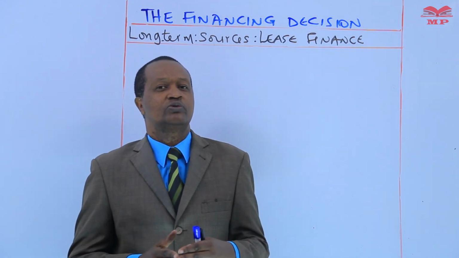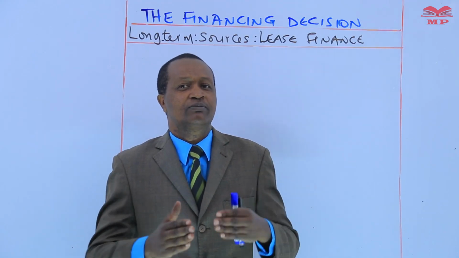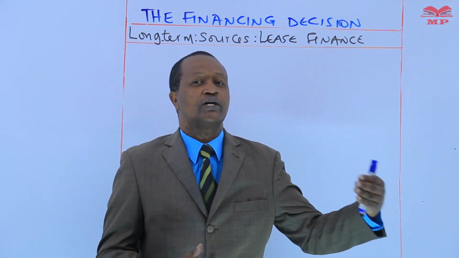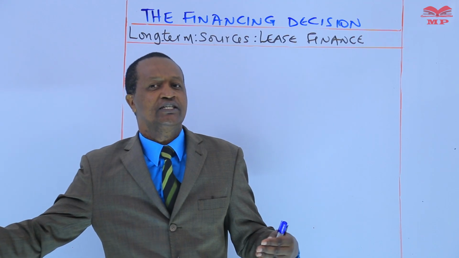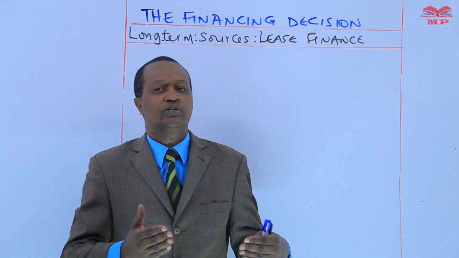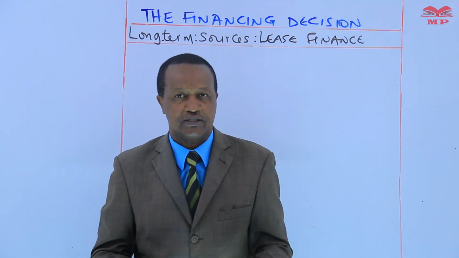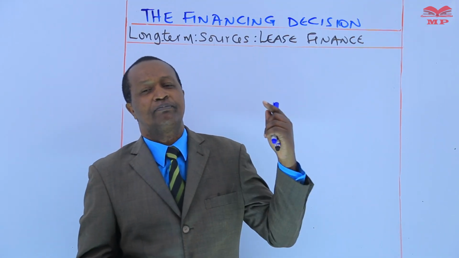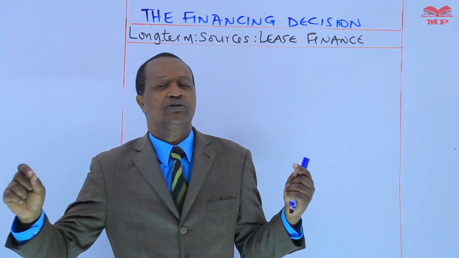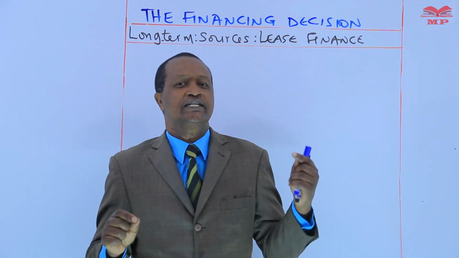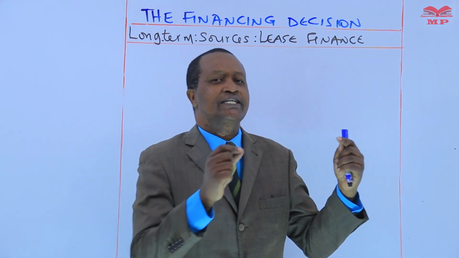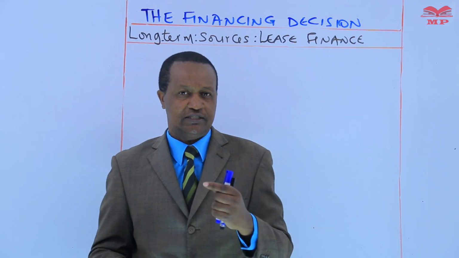which is a long-term source of finance that allows businesses to use assets without having to purchase them outright. In a lease agreement, the lessor, or the owner of the asset, provides the lessee, who is the user of the asset, the right to use the asset for a specified period of time, usually in exchange for regular lease payments. So in a lease agreement, we have a party known as the lessor, who is the owner of the asset. Another party is the lessee, who is the user of the asset.